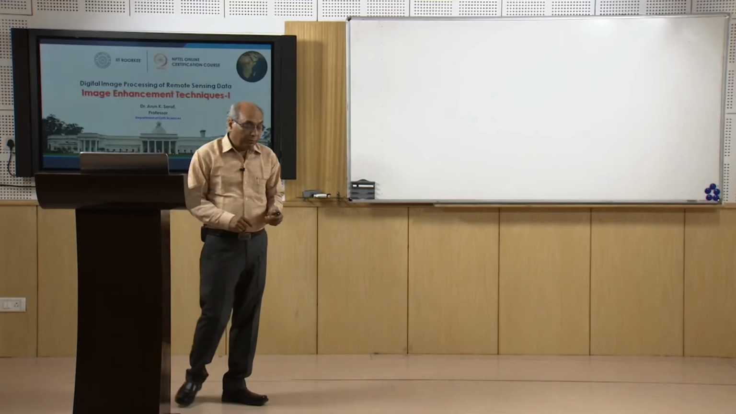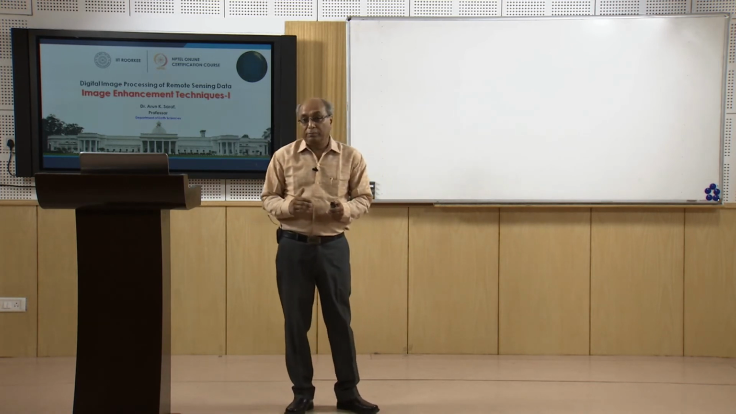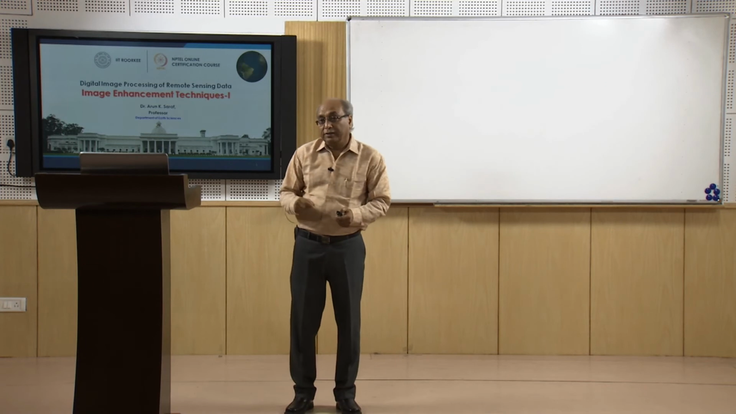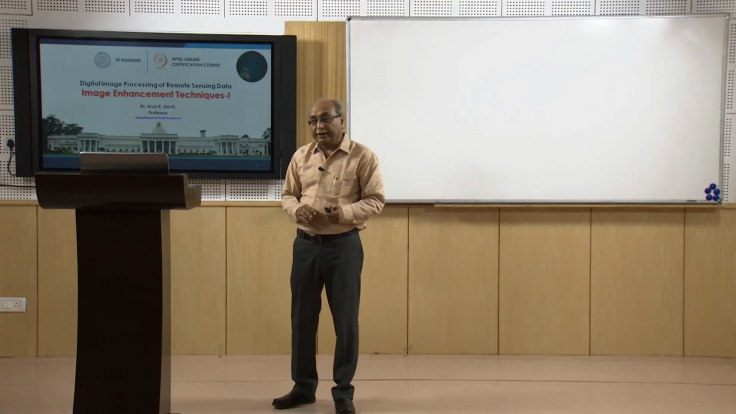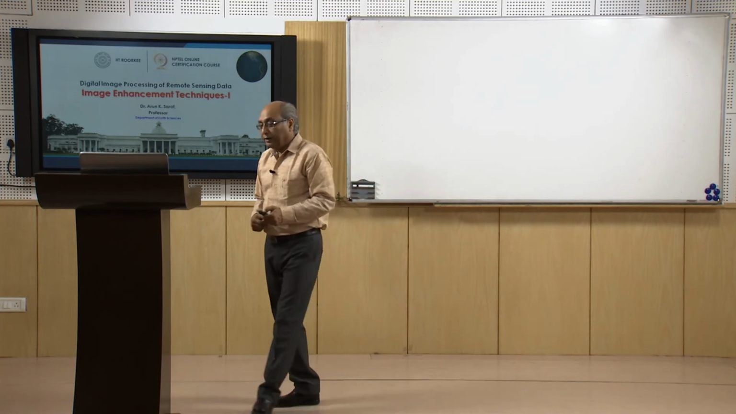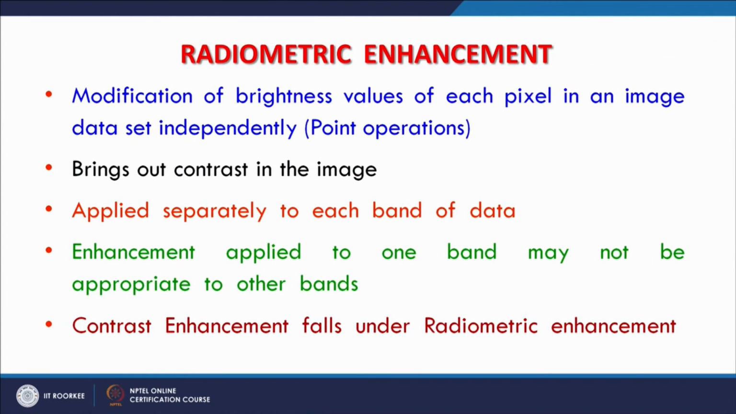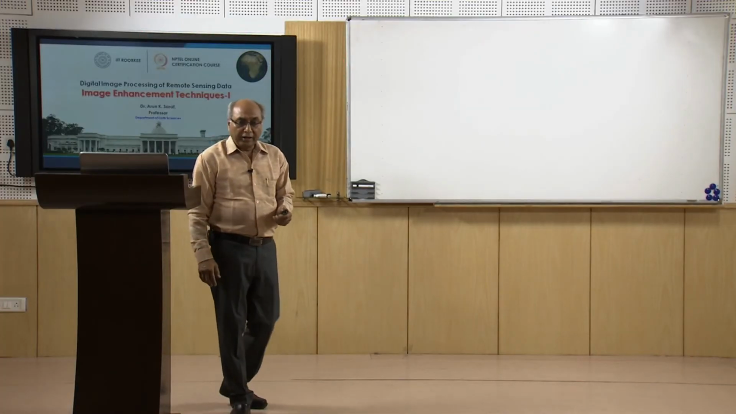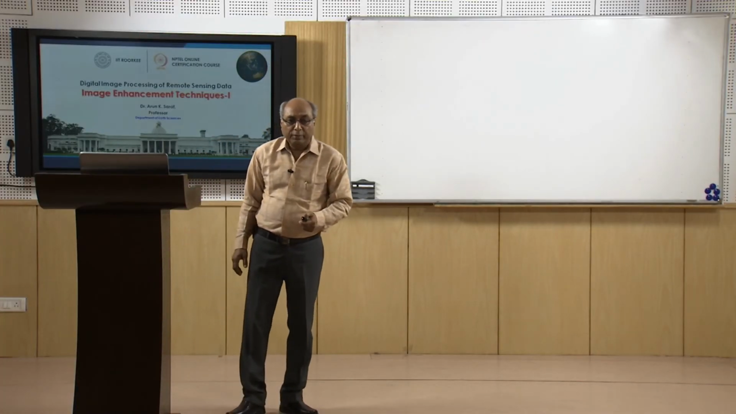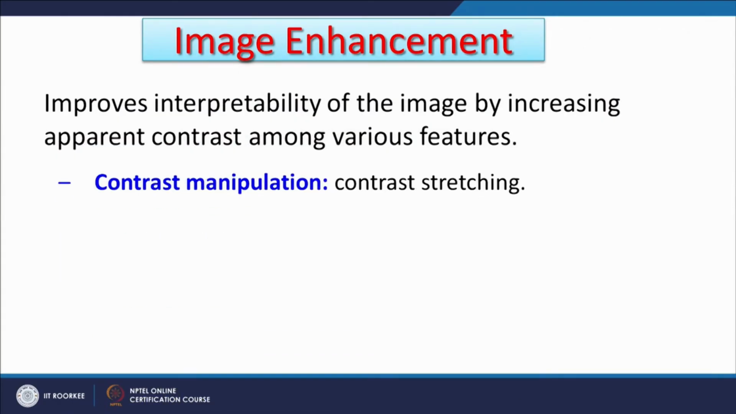One has to remember this when doing image processing for multispectral data: the technique should be performed on individual bands. The geometric corrections and other things are fine, but these techniques should be performed on individual bands. Contrast enhancement basically falls under the radiometric enhancement. So image enhancement improves interpretability of an image by increasing apparent contrast among various features.